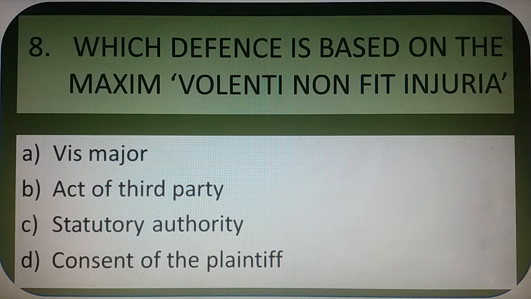The maxim volenti non fit injuria simply means that if a person voluntarily agrees to suffer the harm, then he is not allowed to bring an action or to claim for any wrong because he has voluntarily agreed. Consent is there. So the correct option is D, that is the consent of the plaintiff.